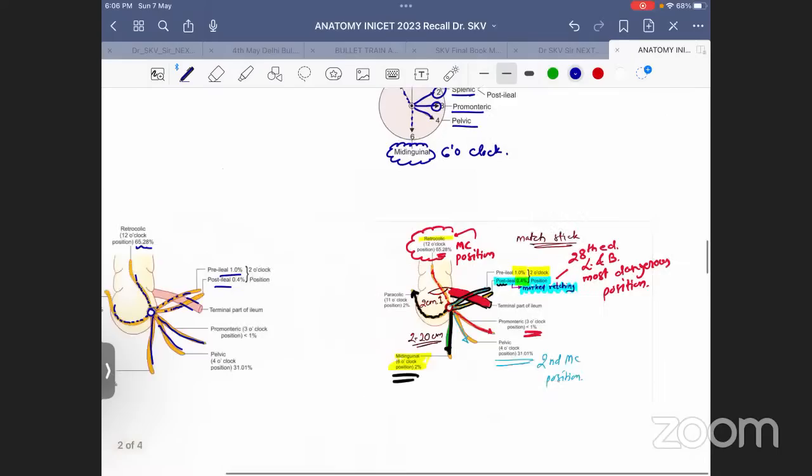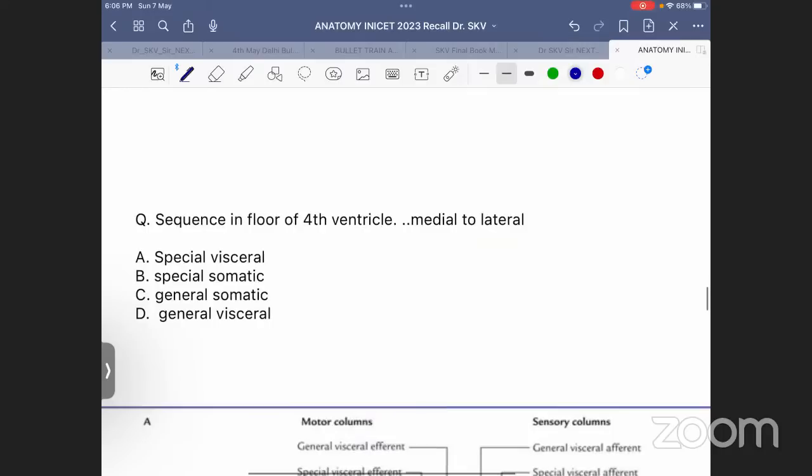Okay, fine. Now, look here. There was the question, sequence in the floor of the fourth ventricle. So this was the question pattern asked 5 years before. But again, this pattern had been repeated in your topics.